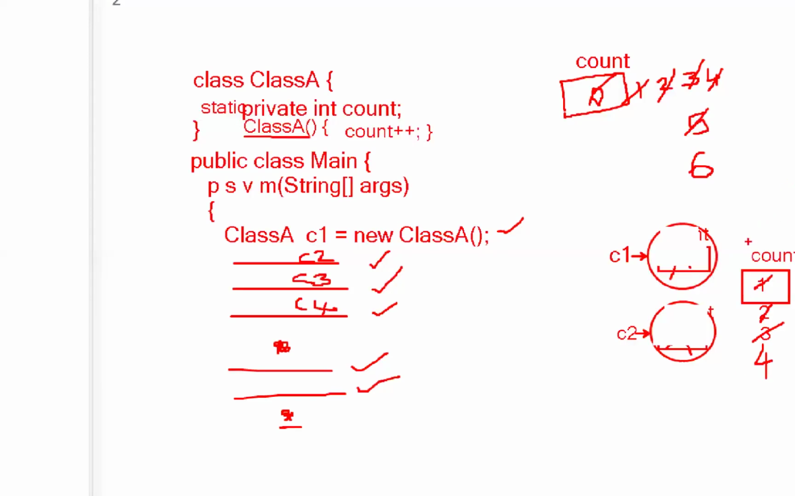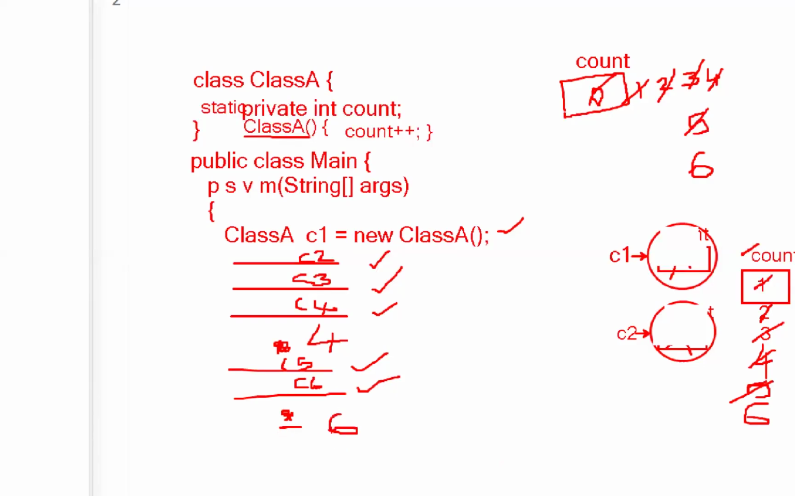If I display the value of this variable count, tell me what's the count now? 4. Tell me here how many objects are created so far? 4. If C5, the fifth object, is created, then count is incremented again and becomes 5. If C6 is created here, then count becomes 5 plus 1, 6. If I display the count at this point, how much is displayed?